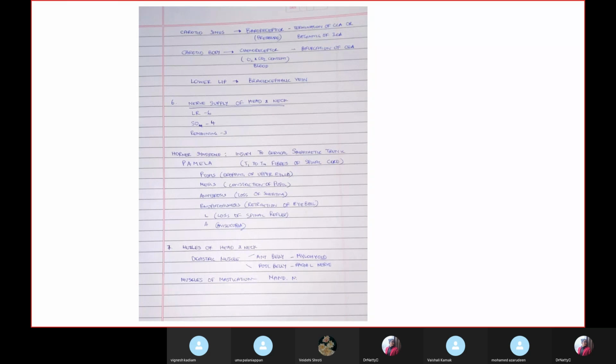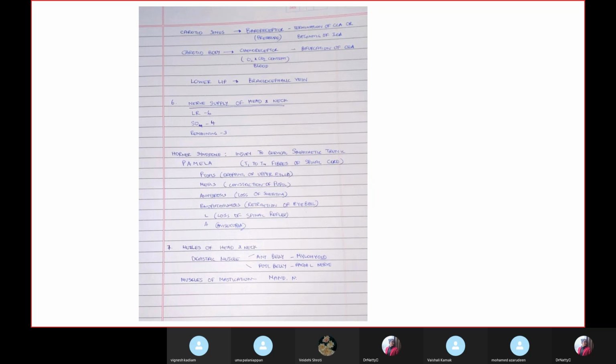When there is medial rectus paralysis, the patient will have lateral squint. So with abducens nerve paralysis, the patient will have a medial squint. With oculomotor nerve paralysis, the patient will have a lateral squint. This is an MCQ point.